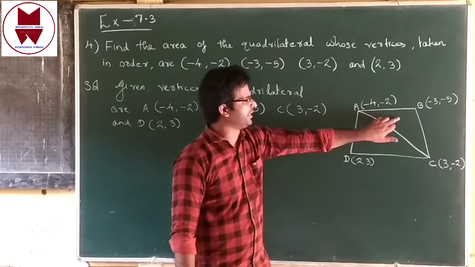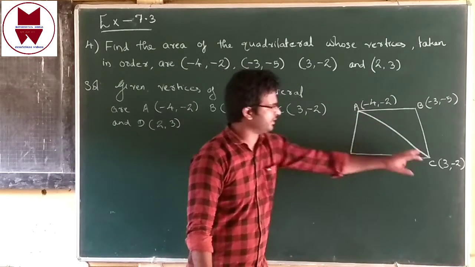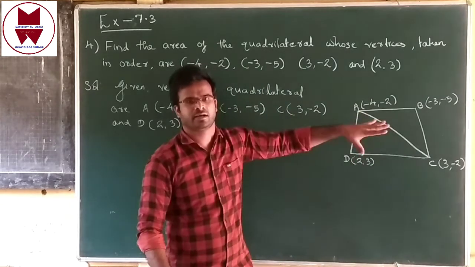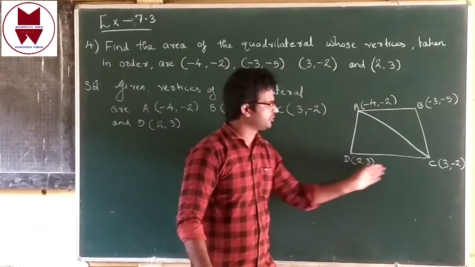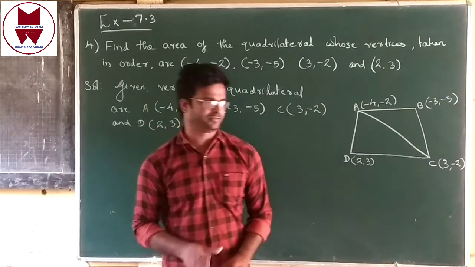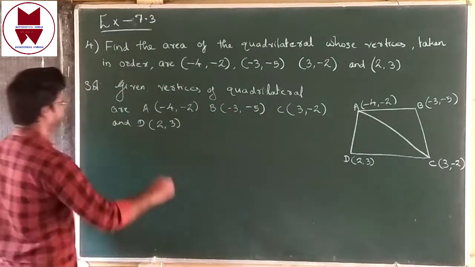First we will find the area of triangle ABC. Then after that we will find the area of triangle ACD. We will get the area of both triangles. Then just add. What will you get? We will get the total area of this quadrilateral, isn't it? That is the step. First we consider triangle ABC.